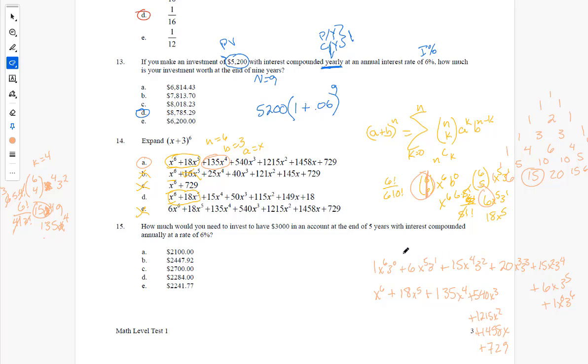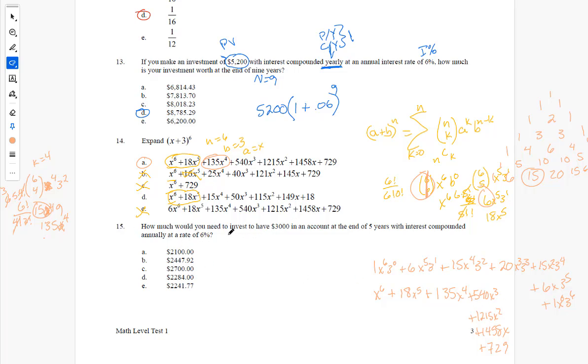So Pascal's triangle might be beneficial. Now here it expected the whole expansion. In the previous problems, it only wanted one term. So this might be a quicker one, or being able to crash out that Pascal's triangle might be a little bit faster. Okay, number 15, let's move on.